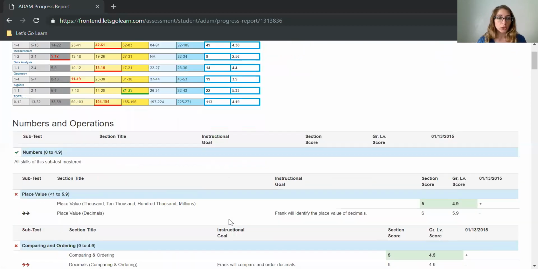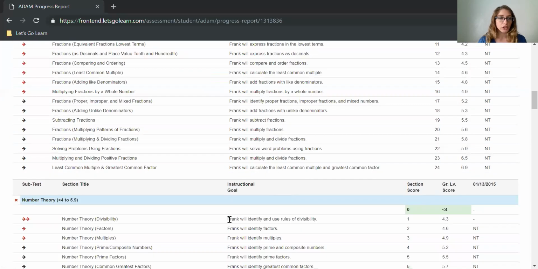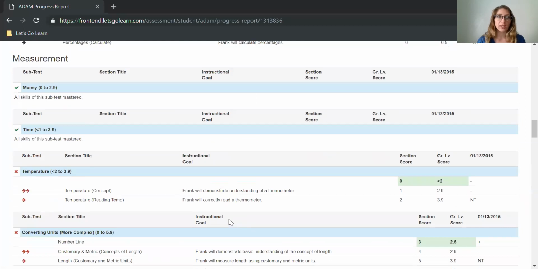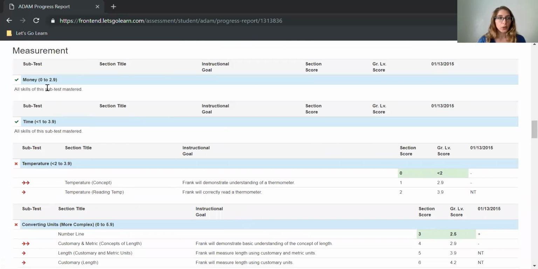So we're going to scroll down into measurement. That's the first place we're going to go because we really want to look at what can we do to help this child at home. So we can see this green check mark. That means that this student has grade level knowledge at this skill level. And in fact, this child has mastered money and time.